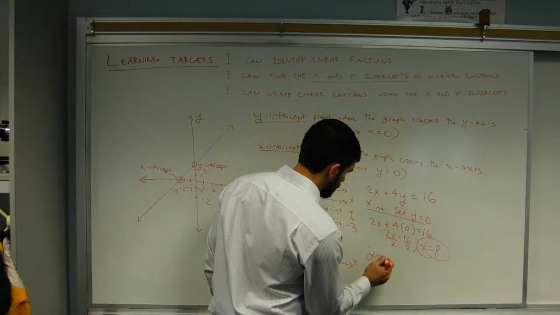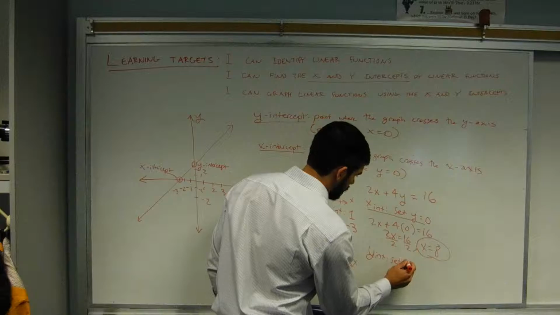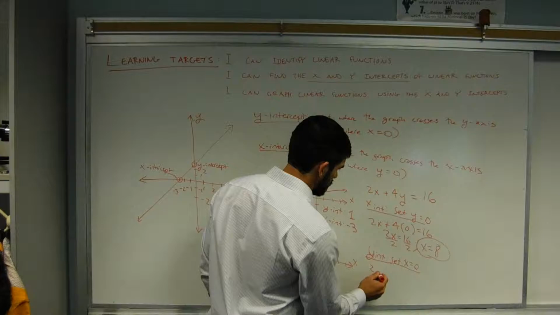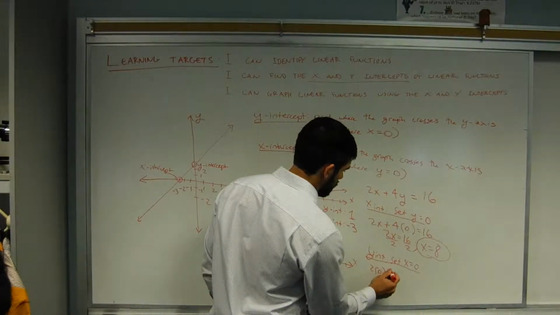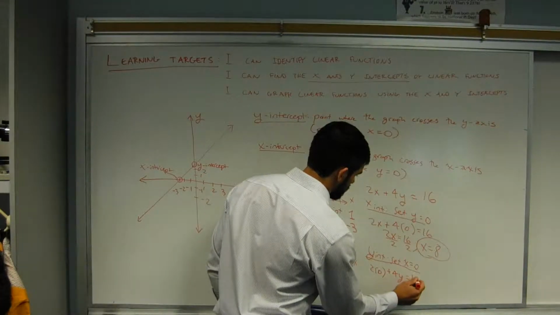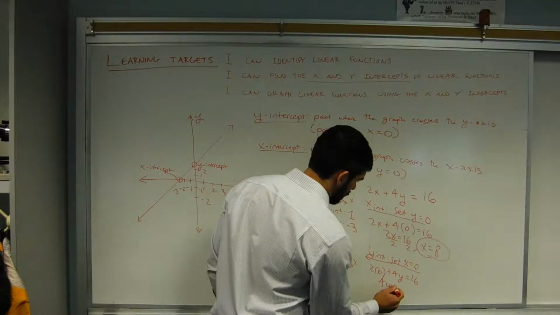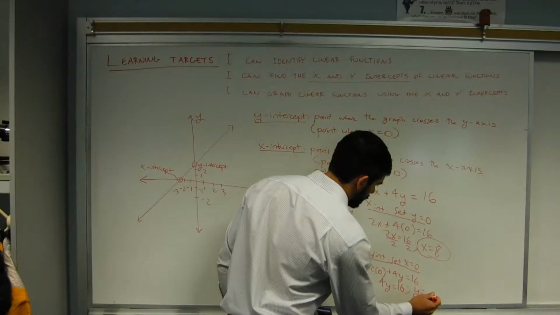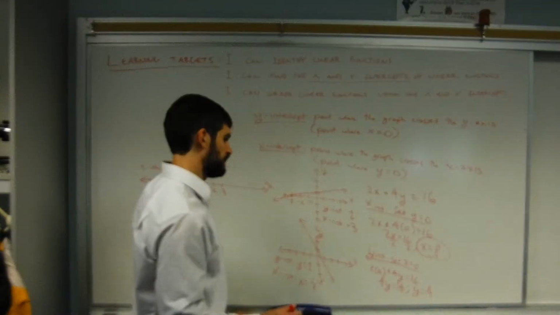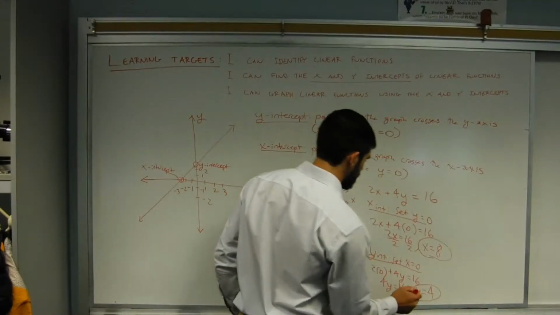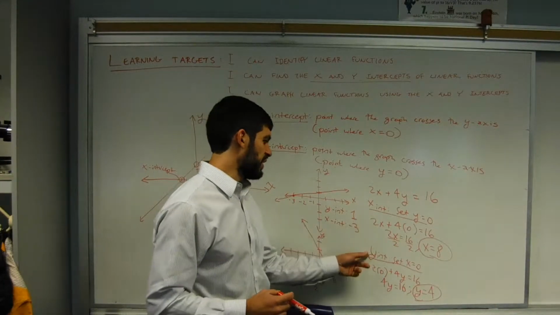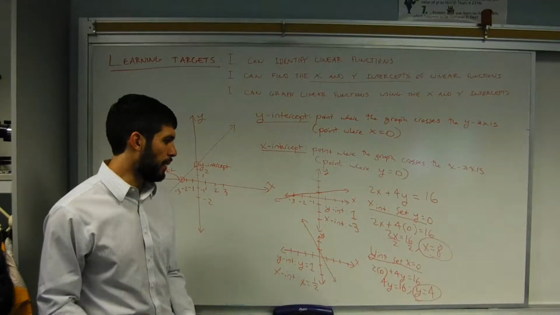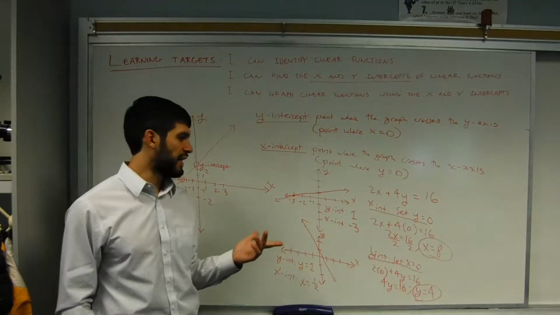Our y-intercept, we would set x equal to 0. So we would get 2 times 0 plus 4y is equal to 16. We get 4y is equal to 16, and our y-intercept would be equal to 4. So as you can see, once we set one of our variables equal to 0, it's just like solving a single variable equation, which we've had a lot of practice on by now.